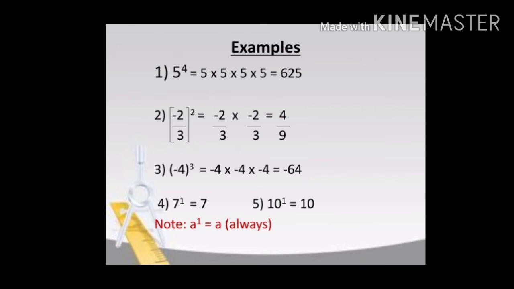In the third example, we have a negative number, minus 4 raised to 3, which is equal to minus 4 into minus 4 into minus 4. Its value is minus 64. In the fourth example, 7 raised to 1 is equal to 7 and 10 raised to 1 is equal to 10. The first power of any number is that number itself.